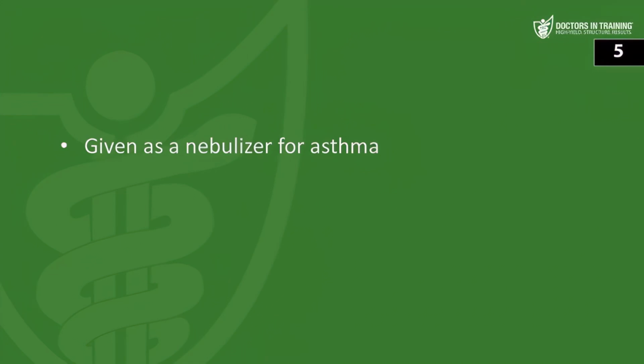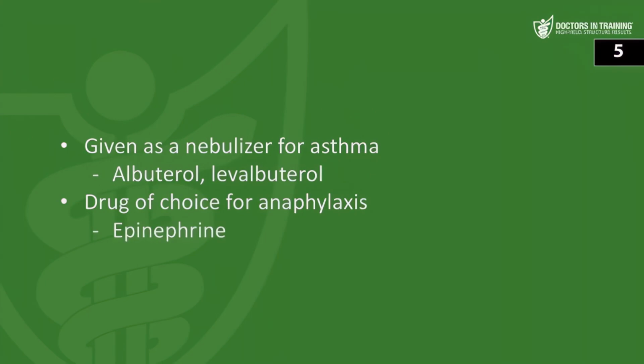So first we have given as a nebulizer for asthma. So this is probably going to be albuterol or maybe levalbuterol. You could potentially put epinephrine here, but that's not first line. The first line med for acute asthma is going to be something like albuterol or levalbuterol. Next, we have drug of choice for anaphylaxis. That's going to be that EpiPen, so epinephrine is going to be the best for that.